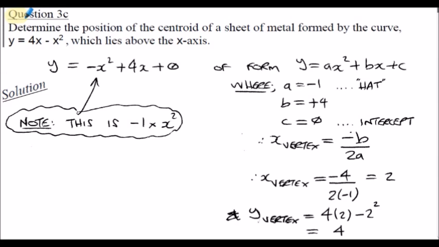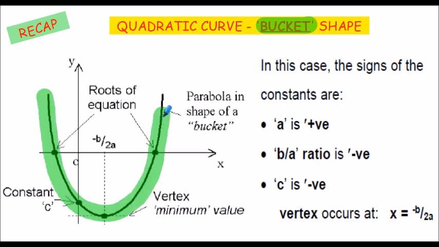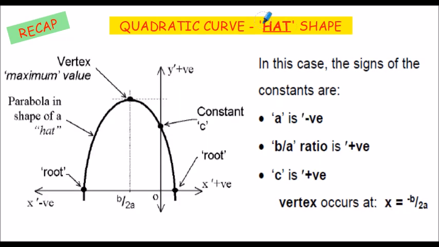So question 3c. So from the question I'm given the function of y. I've rewritten it in this form in the ax squared plus bx plus c format of a quadratic. So by inspection of the given equation, we can clearly see that a is equal to -1. From our previous work related to quadratic forms, that's actually a hat shape. And here's the recap slide showing a bucket shape for our quadratic curve shape and the hat shape for the quadratic curve.